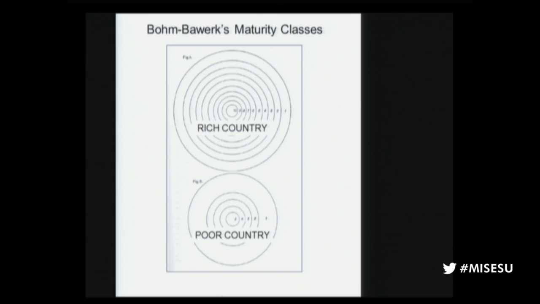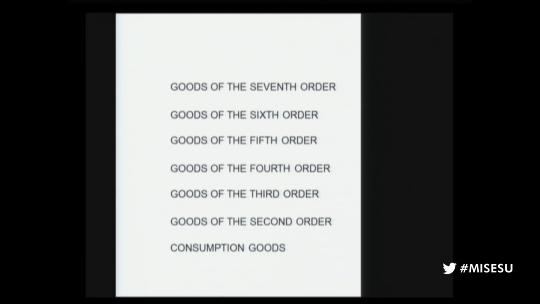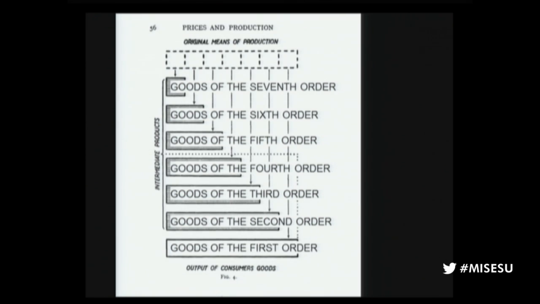Okay. But the triangle, you know, is fine. Now, this is much more compatible with what Hayek did. In fact, you can see that. I can superimpose a page out of Prices and Production and show the goods of different orders that culminate in goods of the first order, which are consumption goods. You have orders of goods going down the vertical axis as things are being produced. And you've got the output of consumer goods on the vertical side.